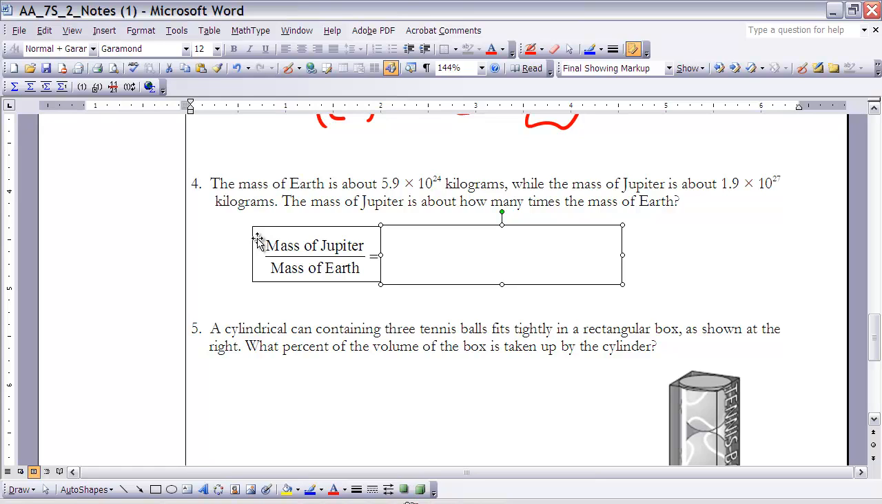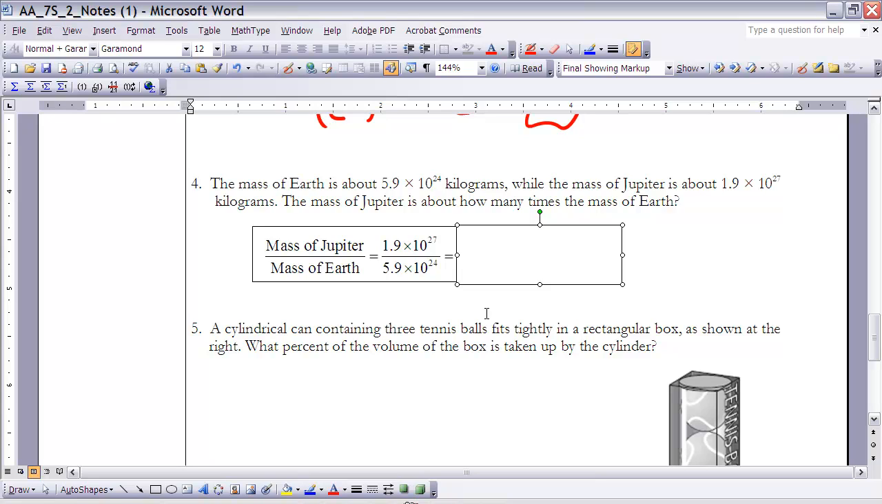And you can see, because this is 10 to the 24th for Earth and 10 to the 27th for Jupiter, I know that the mass of Jupiter has to be bigger than the mass of Earth. So what I want to do is that division. Let's set it up that way, and then I'm going to put in each of those masses. So we have 1.9 times 10 to the 27th over 5.9 times 10 to the 24th.